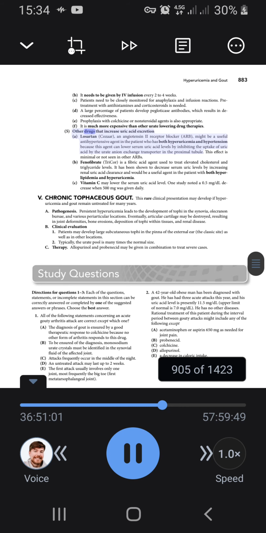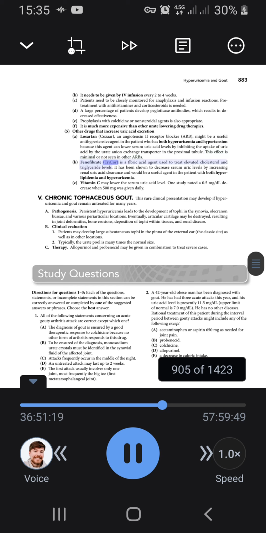Other drugs that increase uric acid excretion: losartan (Cozaar), an angiotensin II receptor blocker, ARB, might be a useful antihypertensive agent in the patient who has both hyperuricemia and hypertension, because this agent can lower serum uric acid levels by inhibiting the uptake of uric acid by the urate-anion exchange transporter in the proximal tubule. This effect is minimal or not seen in other ARBs.